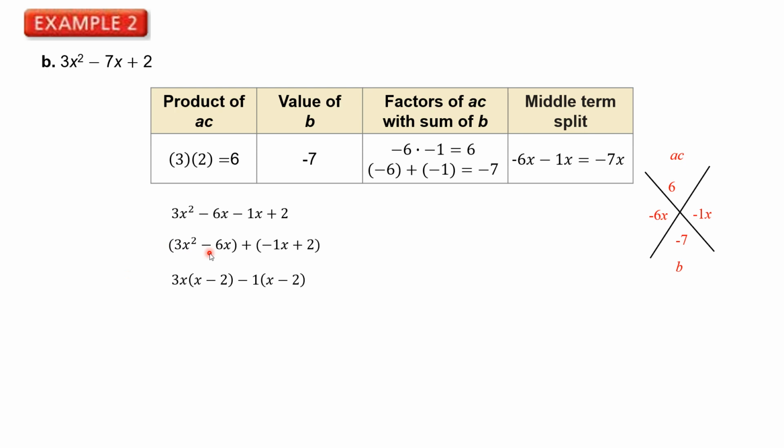So the GCF here is 3x. That leaves x minus 2. The GCF here is going to be a -1. We want to factor out a negative. Always factor out a negative. So divide by -1, and we get positive x, and then positive divided by negative gives us -2. Now we can see our common binomial factor is x minus 2. Pull those out, and that leaves you with 3x minus 1. Keep the same sign.